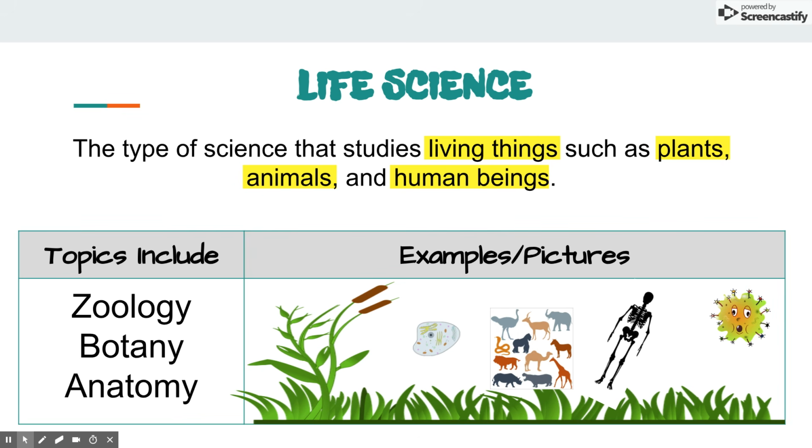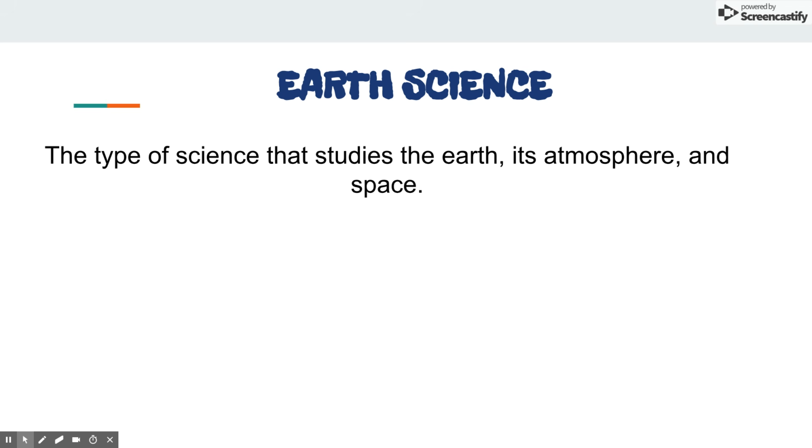Again, you might want to pause here if you haven't had time to finish before we move on to the last one. Last, we have earth science. This is the type of science that studies the earth, its atmosphere, and outer space.